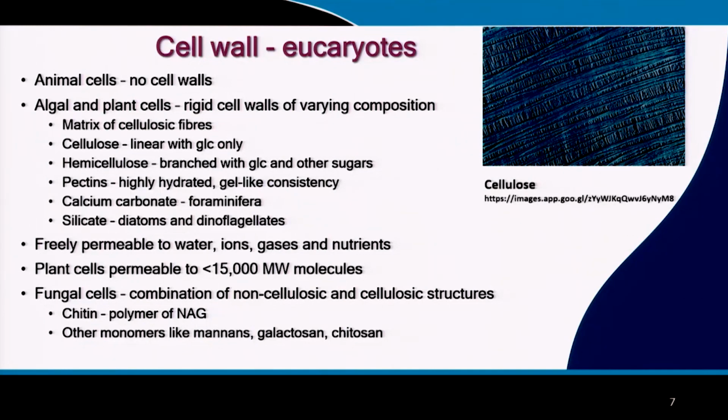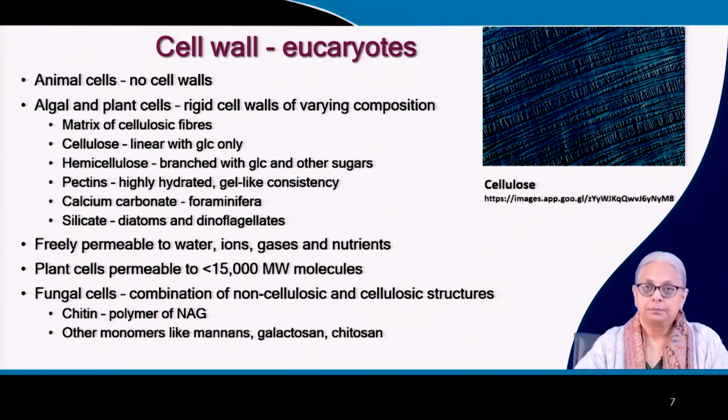In terms of the cell wall of eukaryotes, putting the prokaryotes aside, we have to remember that there are other microorganisms that are not bacteria. So let's take a look at the eukaryotes. Animal cells, we know, do not have cell walls. Algal and plant cells have rigid cell walls of different chemical composition.